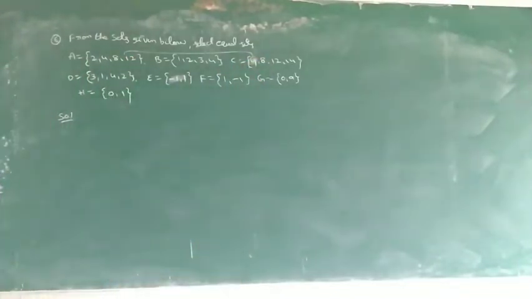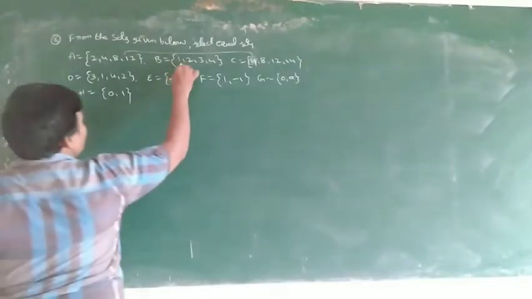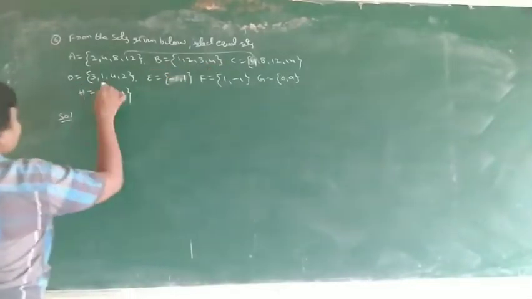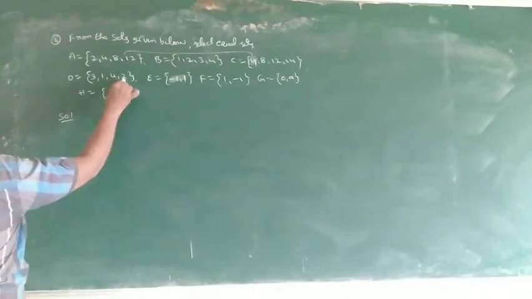A and D. What is D? D is {1, 2, 3, 4}. No use. A is not equal to any other set. So next, B. What is B? B is {1, 2, 3, 4}. What is D? D is also {1, 2, 3, 4}.